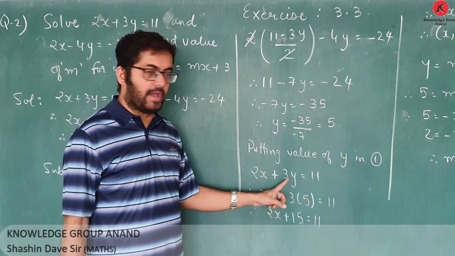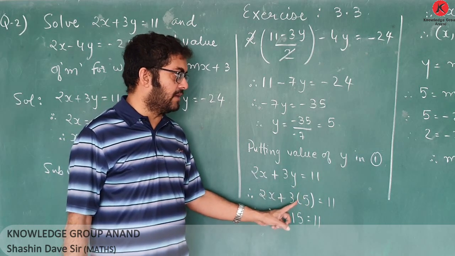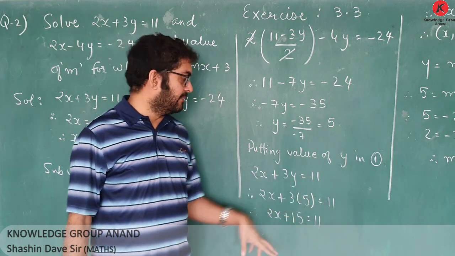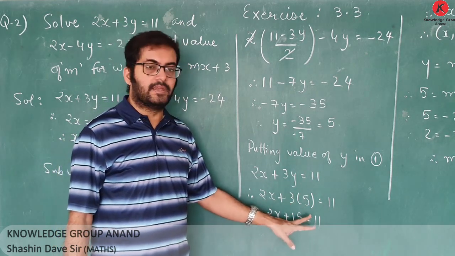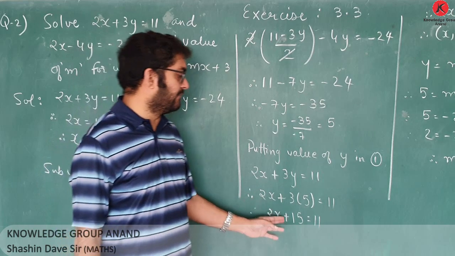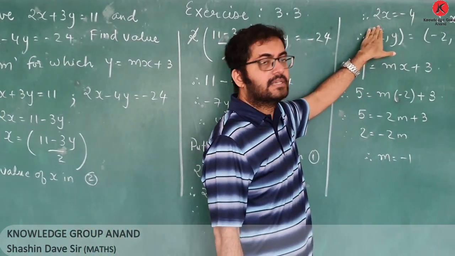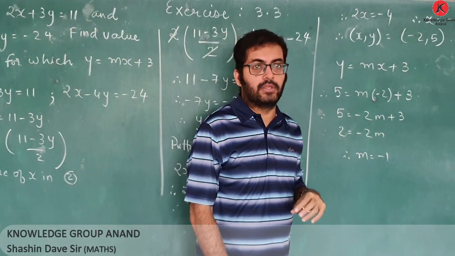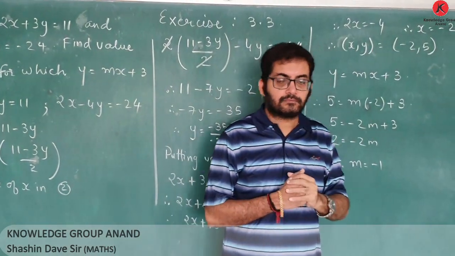2x plus 3 into y. What is the value of y? 5. 2x plus 3 into 5 is equal to 11. That gives me 2x plus 15 is equal to 11, since 3 fives are 15. Now in the next step, I will take 15 on the right hand side. So I will have the value of 2x is equal to minus 4. That gives me the value of x as minus 2.